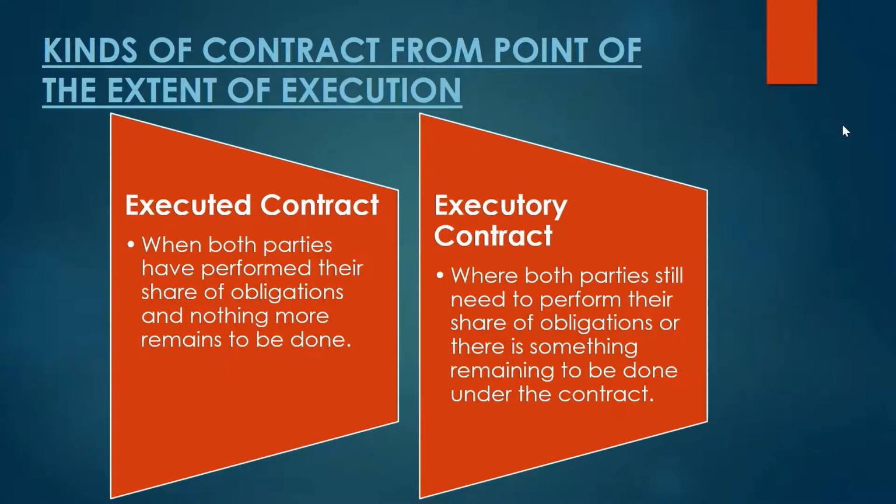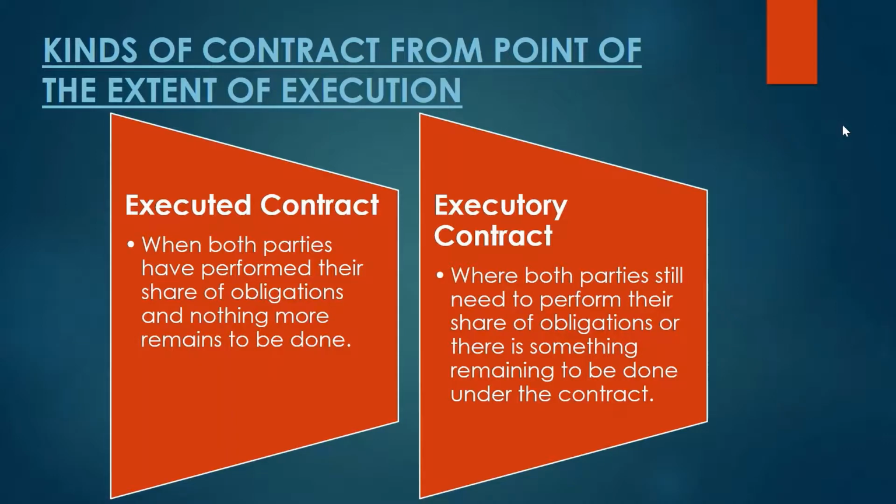Now, executory contract. Executory contract is the one where all or any of the parties is yet to perform their share of obligation. It can be one party, it can be two parties, it can be all parties under the contract, right? So if we take the previous example again, if Mr. B provides paint but Mr. A has not painted the house yet, then this will be an executory contract, right? Because Mr. A is yet to perform his part of obligation.